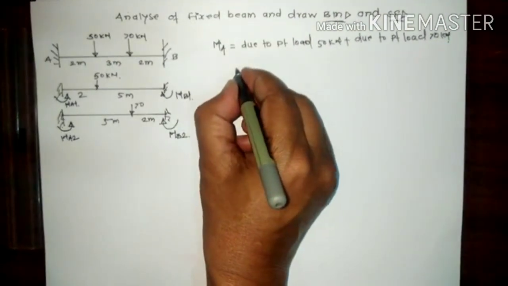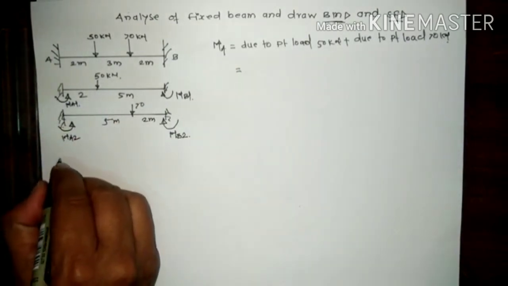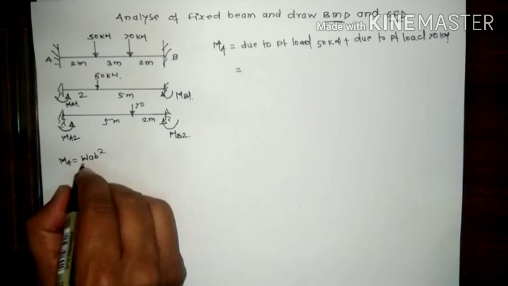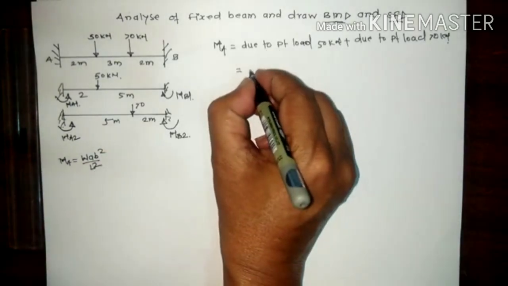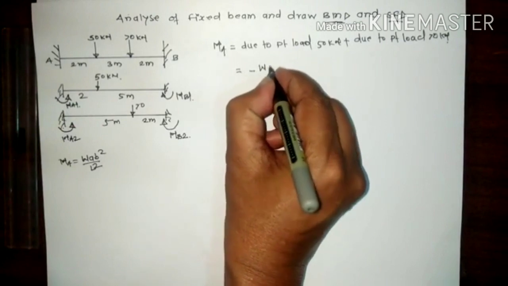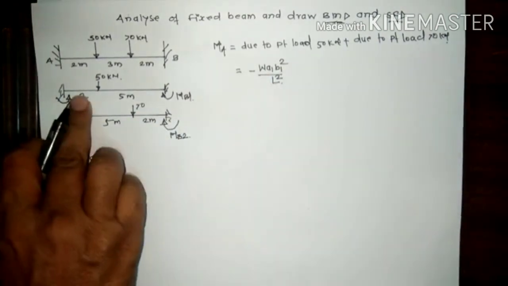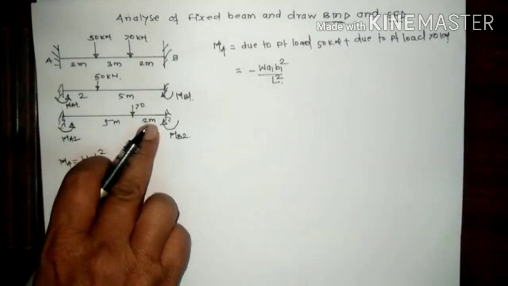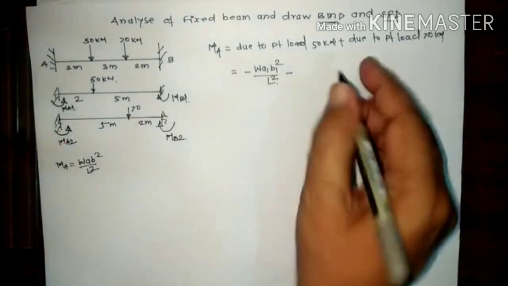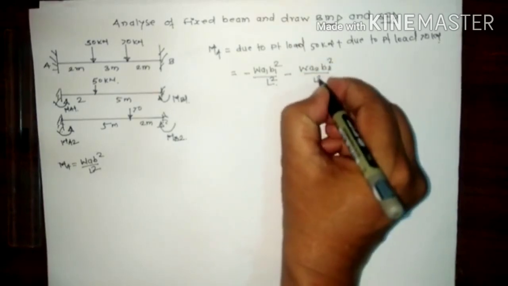Here we know that for an eccentric load the formula for MA is W A B square by L square. This is our formula. Here it is minus because of the hogging bending moment, so minus W A1 B1 square divided by L square. Suppose this is A1 and this is B1, this is A2 and this is B2. Again minus, W A2 B2 square divided by L square.